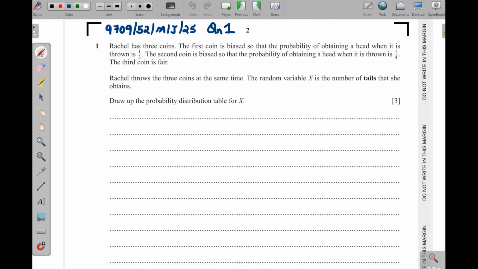This is teacher Simon taking you through Probability and Statistics 1. This is paper 970152 May June 2025, and this is part 1 for questions 1 to 4.